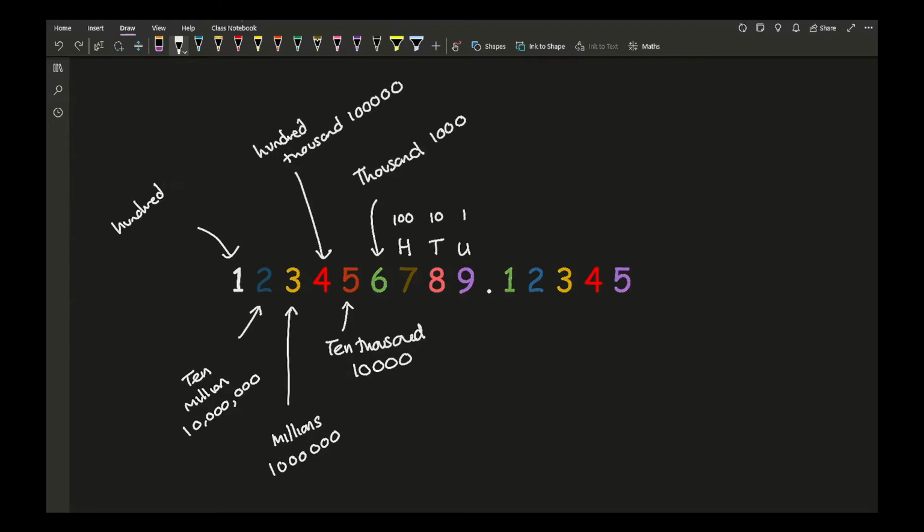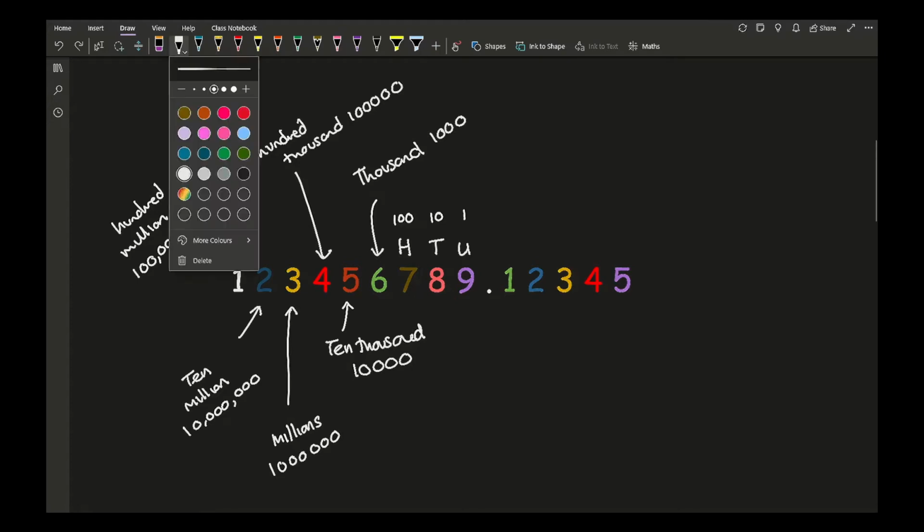Next one after that would be a billion, and so 100 million has got 8 zeros. And obviously we're counting in powers of tens, or base 10 is what we generally call it in maths.